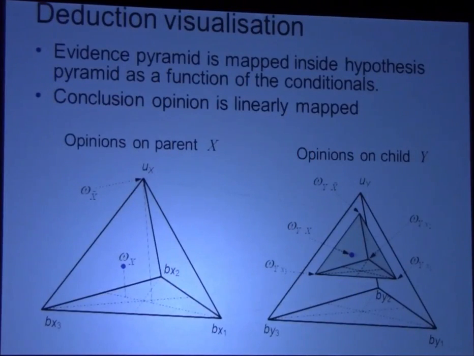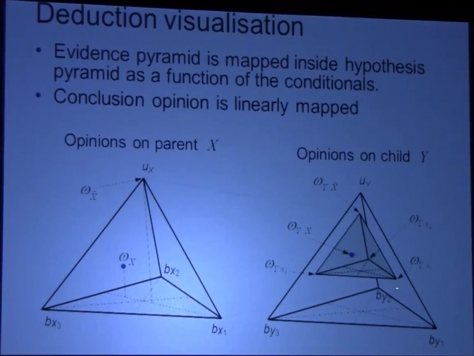And deduction then. There are conditions for deduction. And now we have these triangles and tetrahedrons again. In a ternary variable, with three possible values, there are three conditionals. Probability of y given x1, probability of y given x2, probability of y given x3. So you need to have three conditionals.